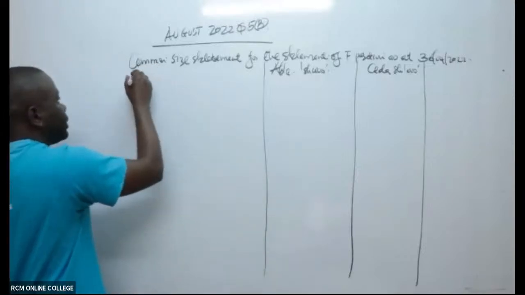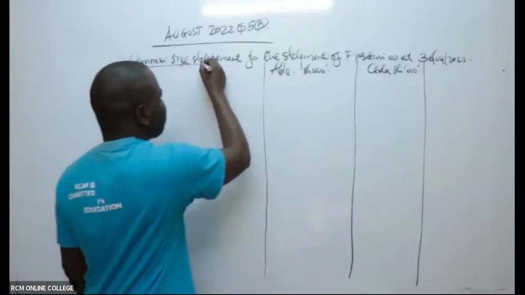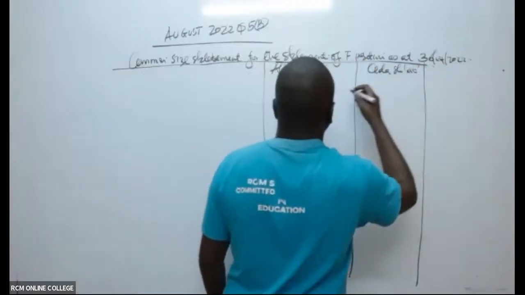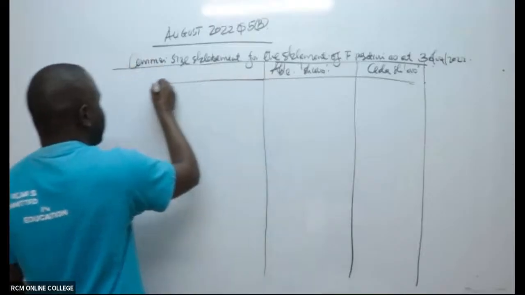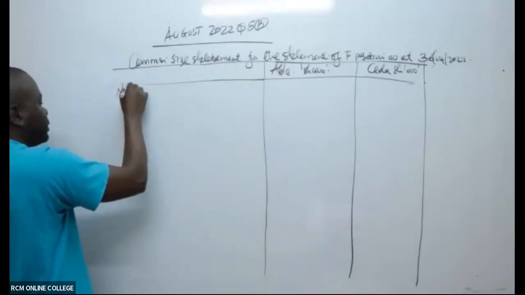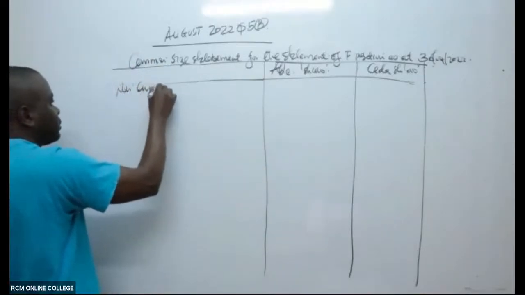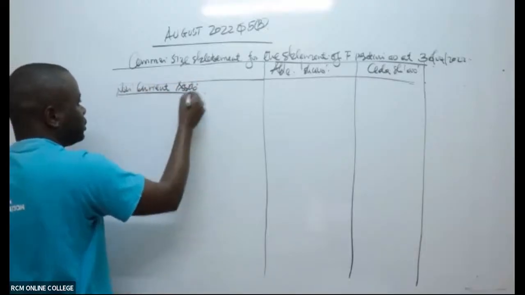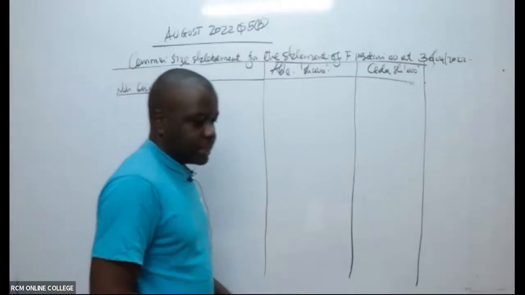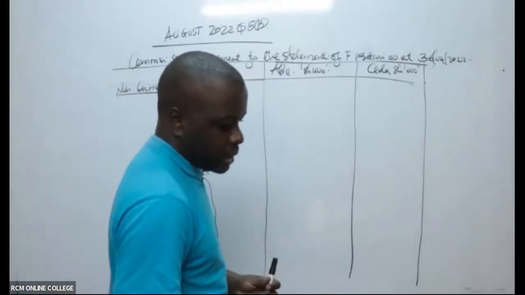So you can start with the non-current assets. The first item under the non-current assets is property.